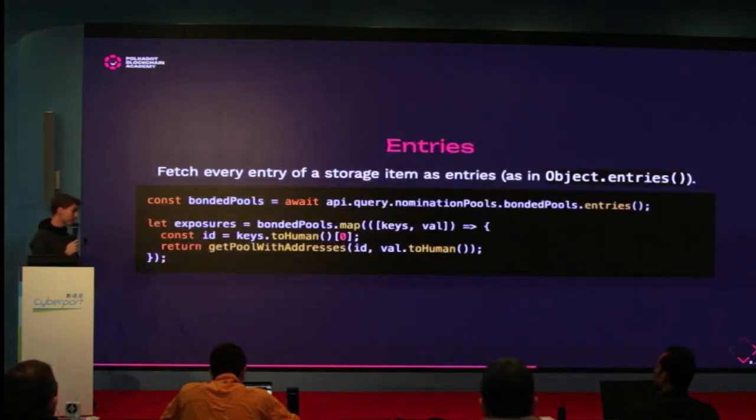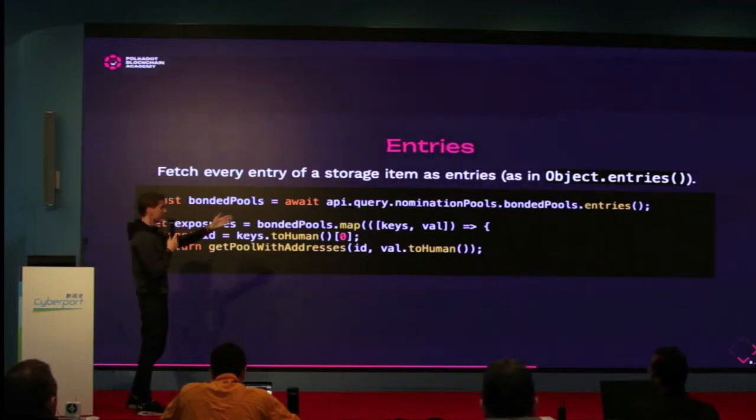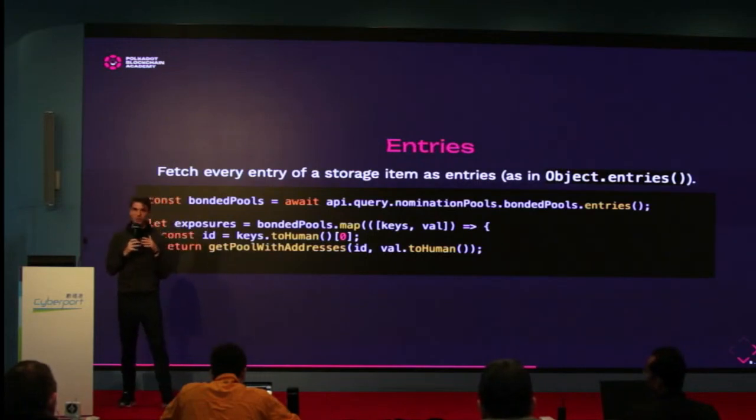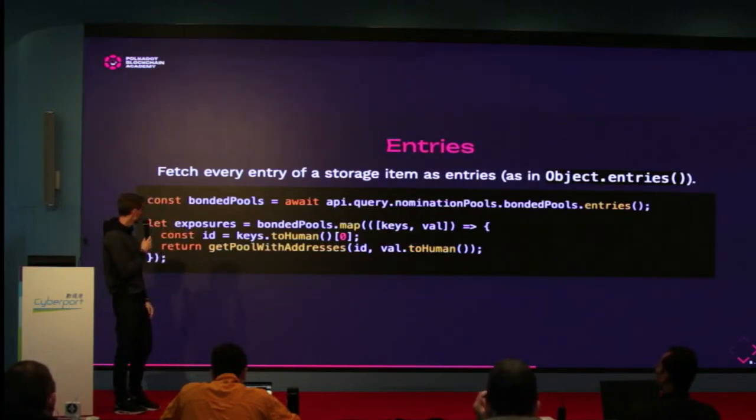So entries is another feature. For example, if I want to fetch every entry of a storage item, I can go ahead and do this. So api.query, the pallet name, the storage item, .entries. In this case, I'm fetching every single nomination pool entry. And this is an entry in the literal sense of the term, as in a JavaScript entries object. So you could then wrap this in from entries and format it into an object.